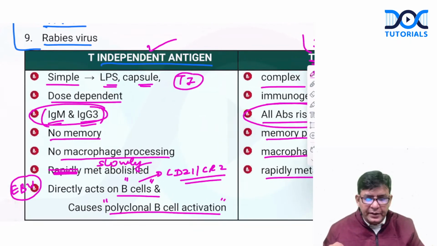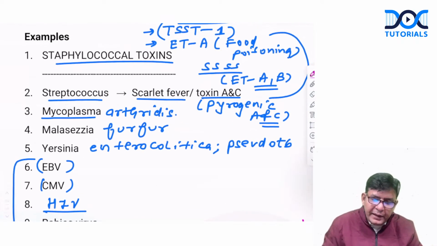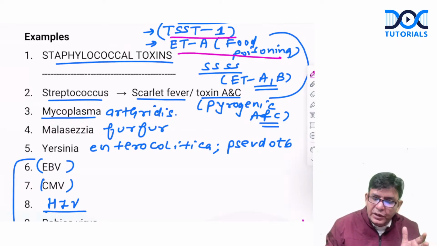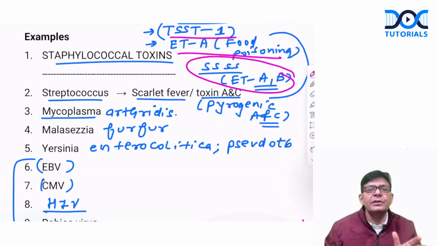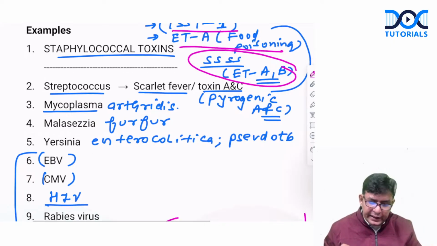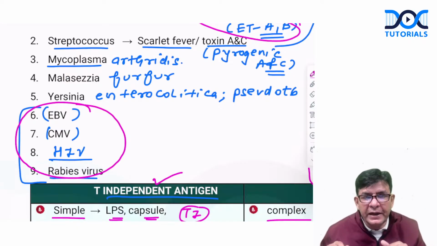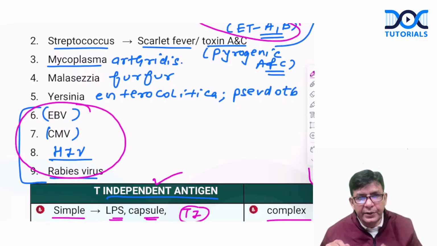What is the new thing you have got? Everybody knows that TSST1 is a superantigen, but food poisoning toxins may also sometimes behave like a superantigen. This is a new thing which you should remember. Even these important viruses, rabies, HIV, CMV, Epstein-Barr virus, behave like a superantigen, but sometimes, not always. So this also should be clear to you.